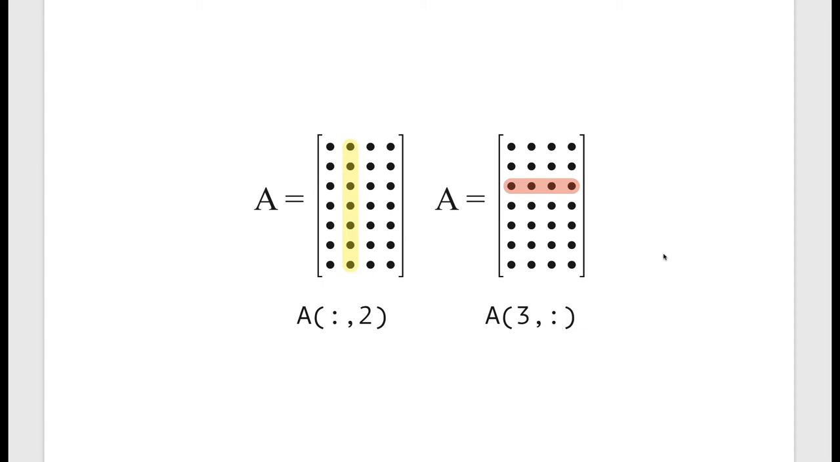I can also refer to an entire column in MATLAB with this colon wildcard. So A colon comma 2 is the entire second column. The colon means all values, so this means all of the rows in column 2. Similarly, A3 comma colon says give me all of the columns in row 3.